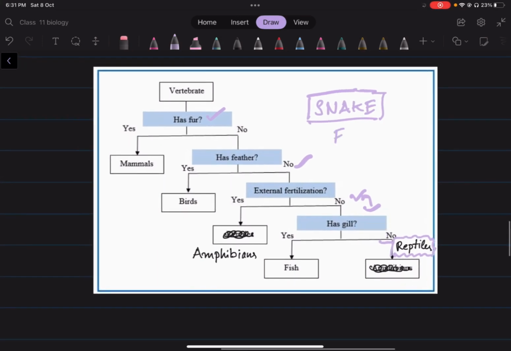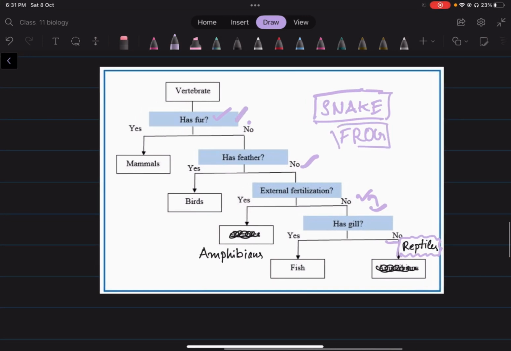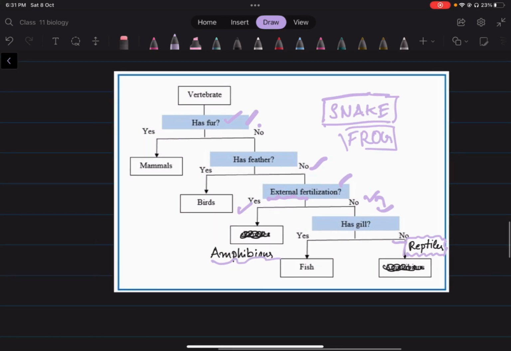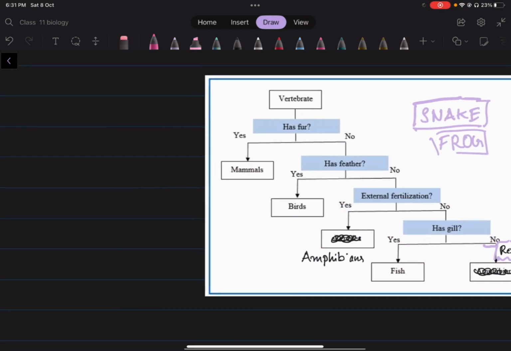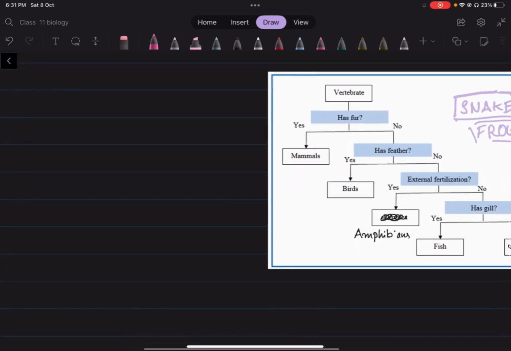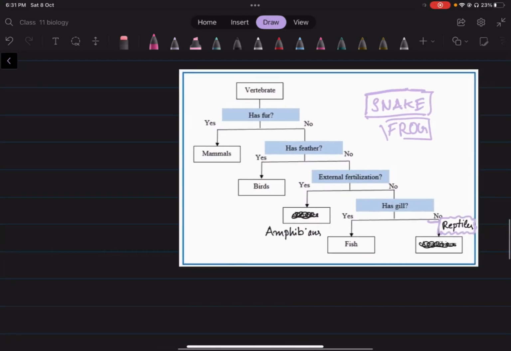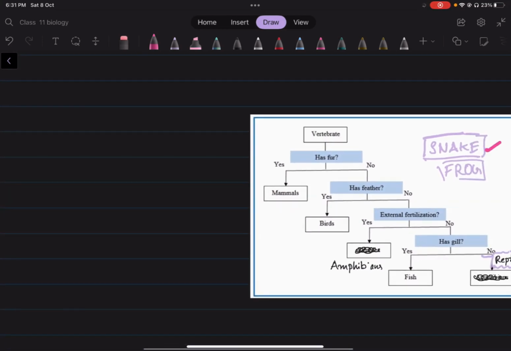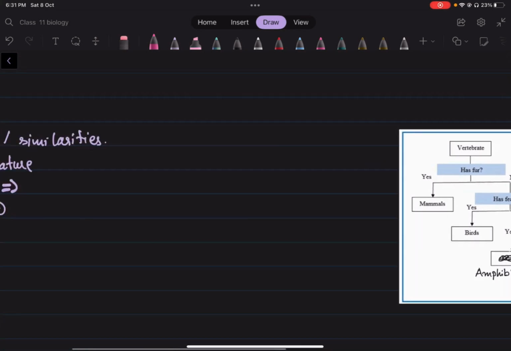Now let us say we had frog, okay, instead of snake. We would have followed the same set of questions till here, right? When the external fertilization question is asked, we would have gone for yes and would have got amphibians. So this is how basically keys work, okay? So a set of different characters, okay, it has fur or it does not have fur. Such questions are yes or no questions, and based upon the answer, we get the further questions, and we finally get to the class to which our organism belongs, right?